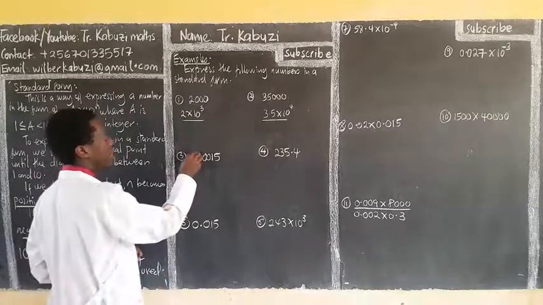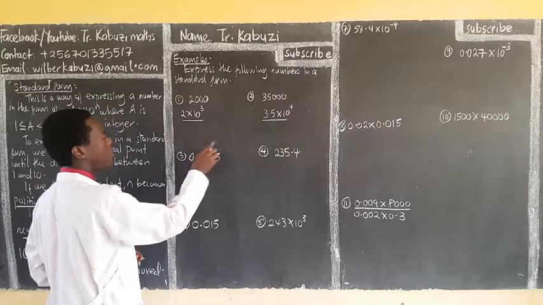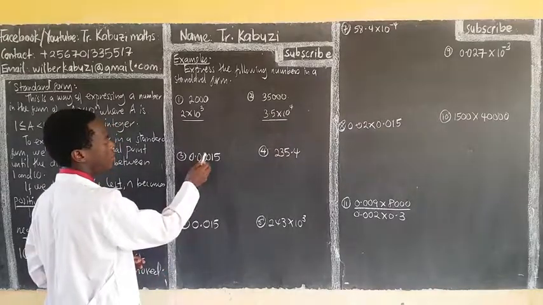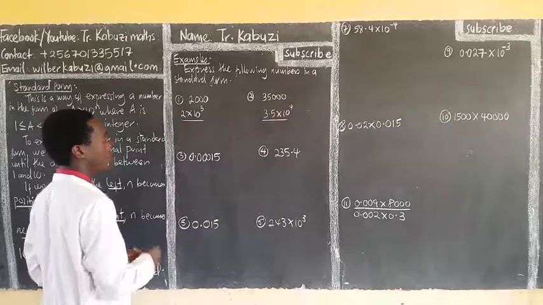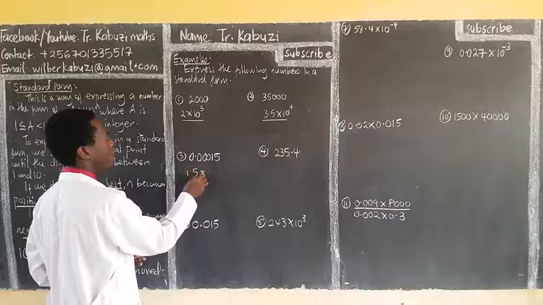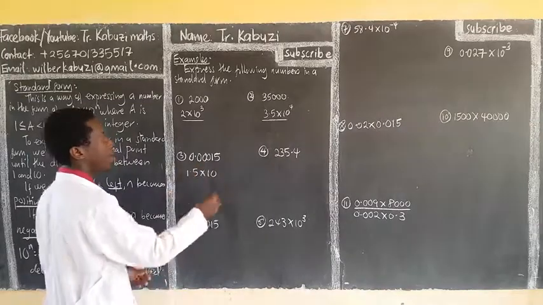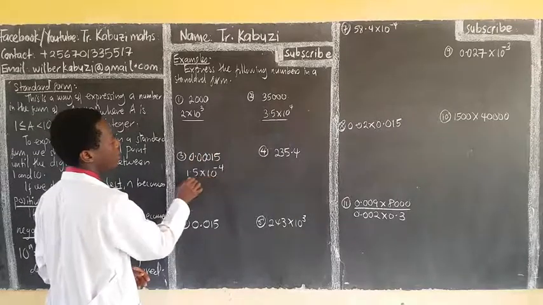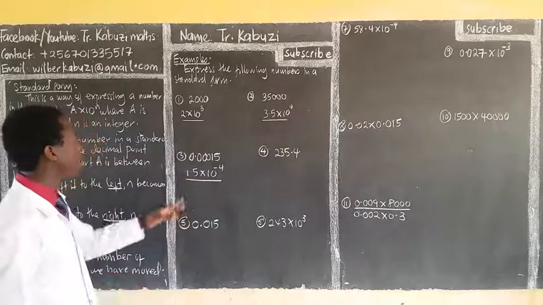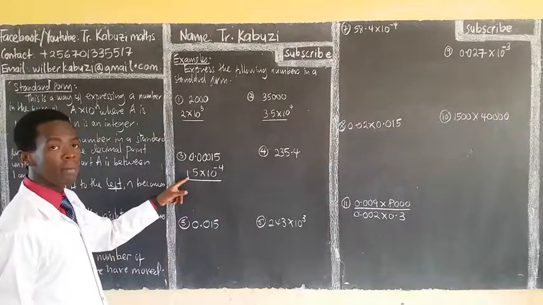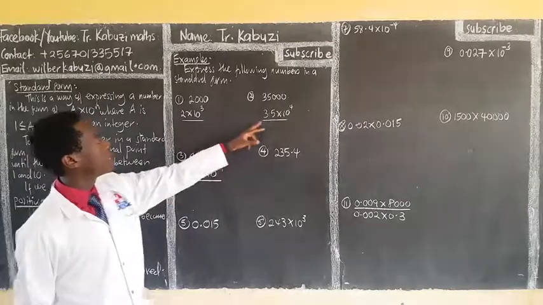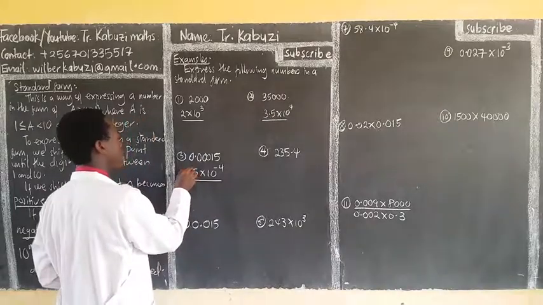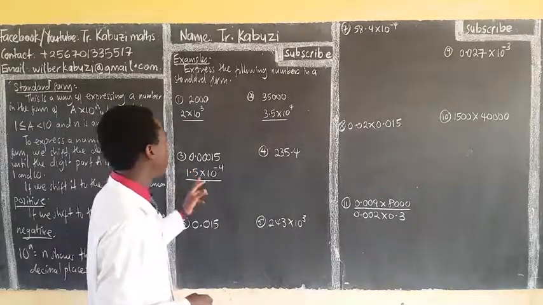What about this one? The decimal point is here, so I'm going to move it to the right. If we move it to the right, it becomes negative. How many times? 1, 2, 3, 4. So now it will be 1.5 times 10. Because I'm moving to the right, the power is negative. How many places? 1, 2, 3, 4. So this will be the standard form of that number. So the first digit should be between 1 and 10, before the decimal point.